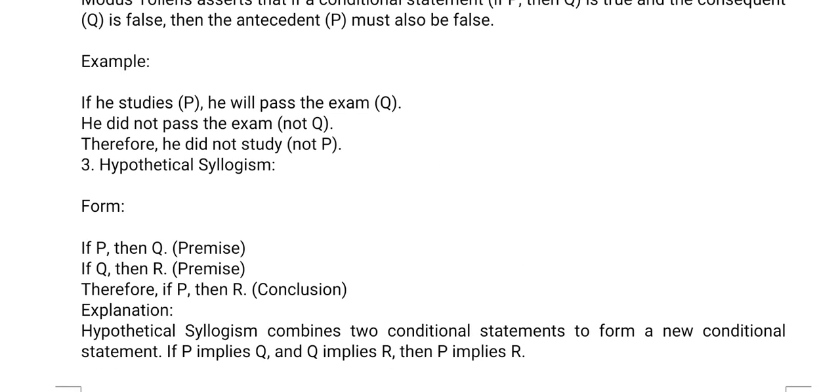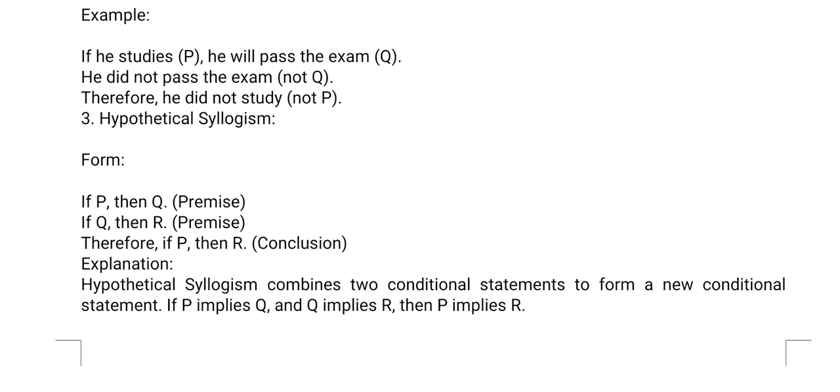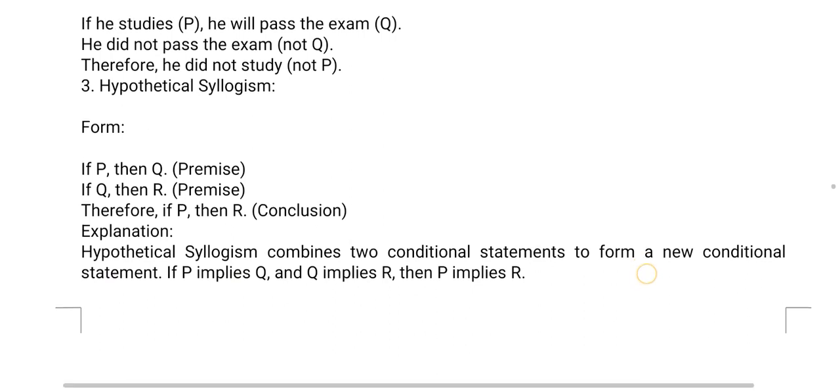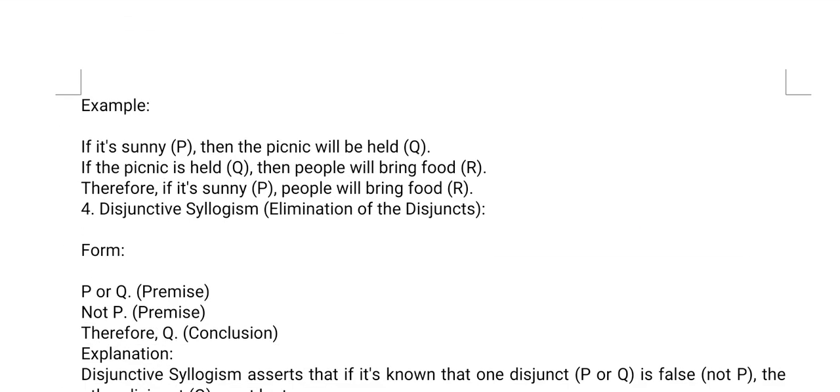Hypothetical syllogism. If P, then Q. And if Q, then R. Therefore, if P, then R. That's the conclusion. Hypothetical syllogism combines two conditional statements to form a new conditional statement. If P implies Q, and Q implies R, then P implies R. Example: if it is sunny, then the picnic will be held. If the picnic is held, then the people will bring food. Therefore, if it's sunny, people will bring food.